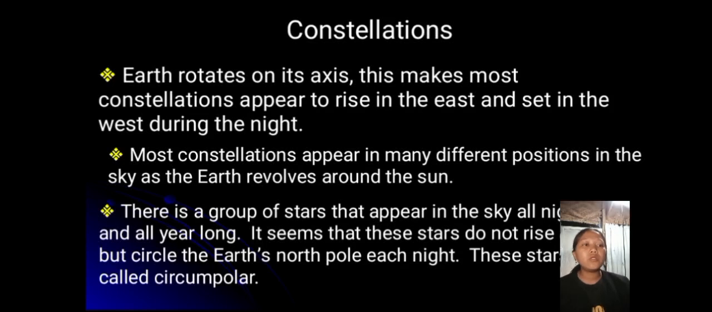Constellations, Earth rotates on its axis. This makes most constellations appear to rise in the east and set in the west during the night. So, as we all know, the Earth rotates on its axis.